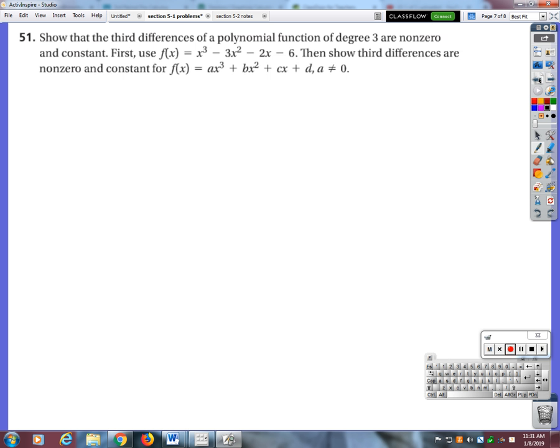All right, so 51 is a little bit nutso, all right? What 51 is going to do is it asks us to take a step backwards, and it says instead of starting with a table, let's start with a function, make the table ourselves, and then show using that table of values that the third differences are in fact the same, okay?